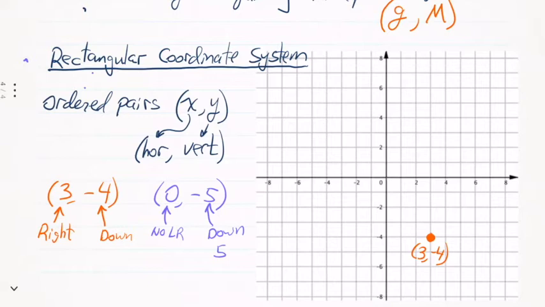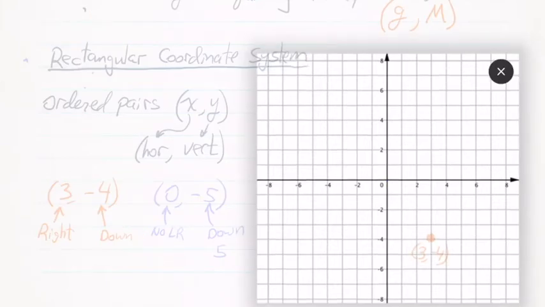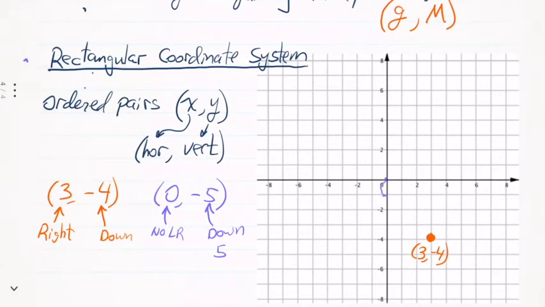So from the origin, we would just go 1, 2, 3, 4, 5. And since we're not moving left or right, that becomes our coordinate. And again, we can get rid of our little counting here. So that point there is (0, -5).